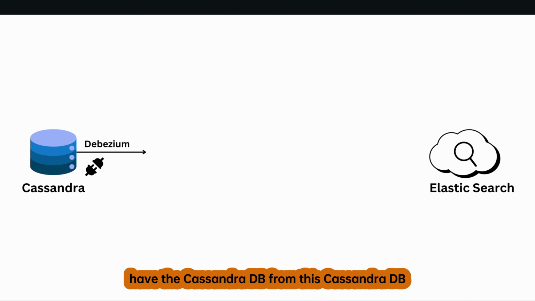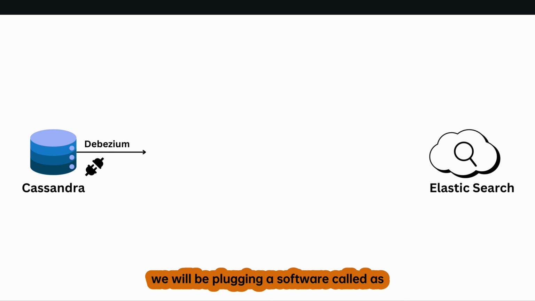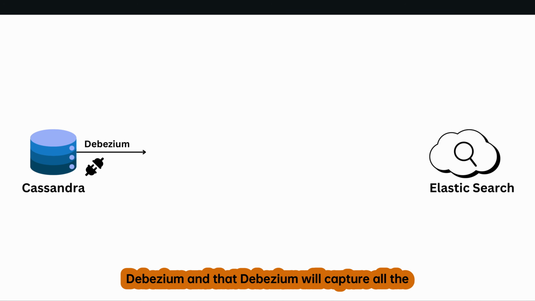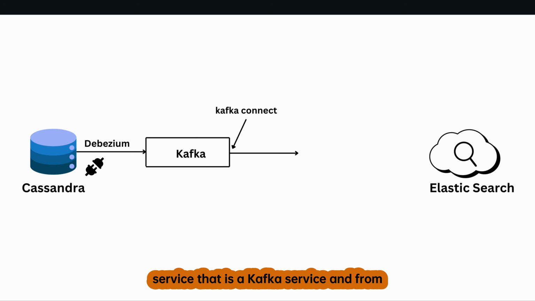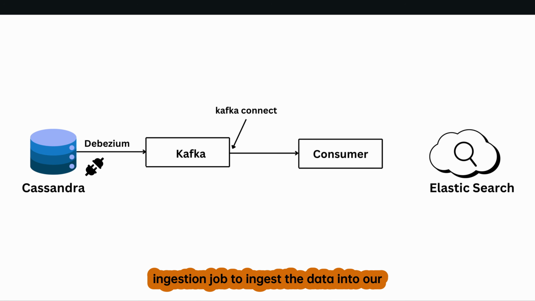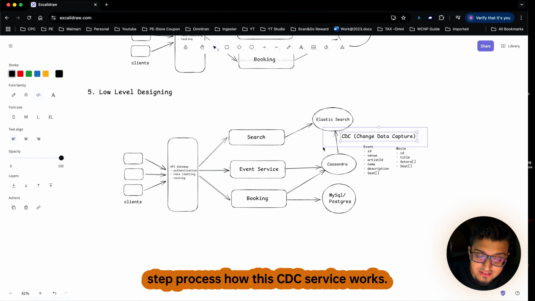Cassandra DB. From this Cassandra DB, we will be plugging in a software called Debezium, and that Debezium will capture all the small changes in the system and push all those small changes into a streaming service, that is a Kafka service. And from that Kafka service, we have to write another ingestion job to ingest the data into our Elasticsearch application. So this is actually a 2 or 3 step process of how this CDC service works.